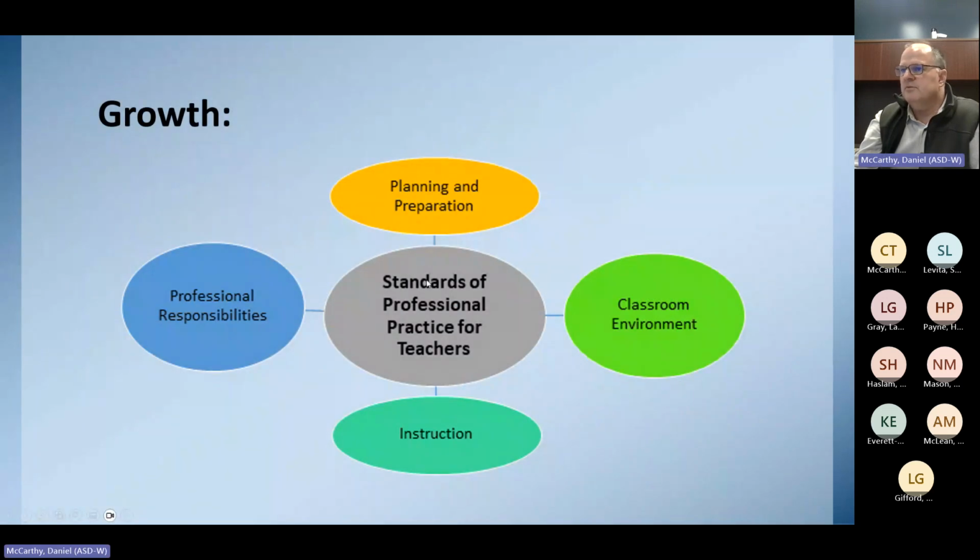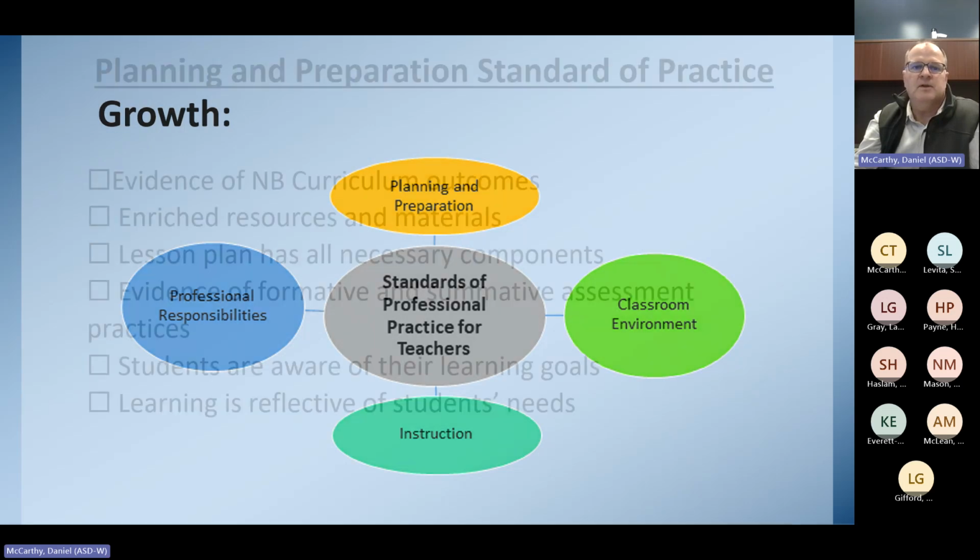So we look at this, and they use the word growth again. This little diagram really illustrates what the expectations are for instruction. Then we're going to break that down, and we'll talk about each one.